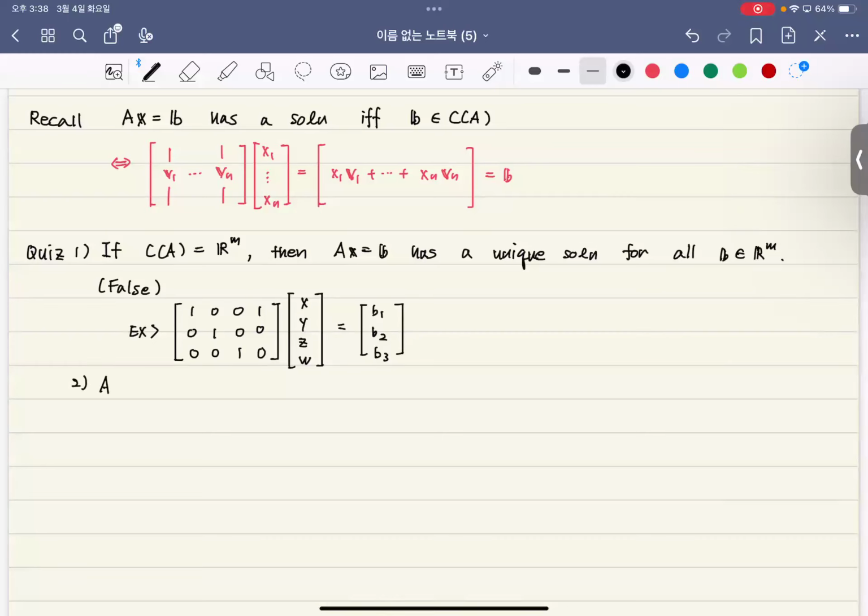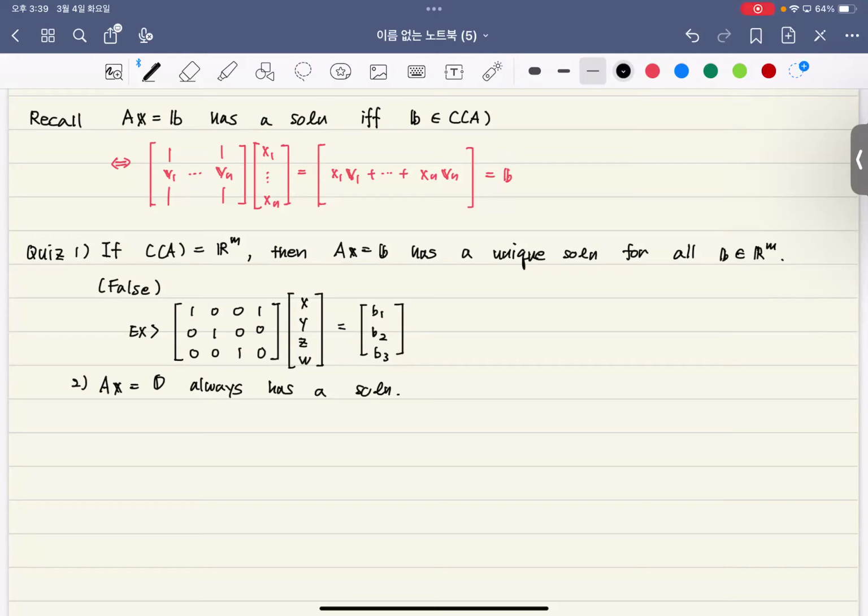The next quiz: what about this? This time, my right-hand side vector is the zero vector. It always has a solution. Is it true or false? This is true, right?